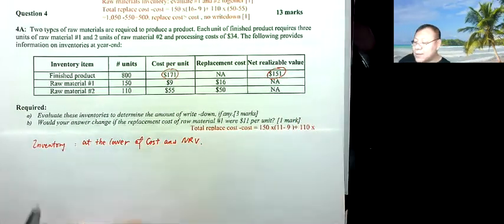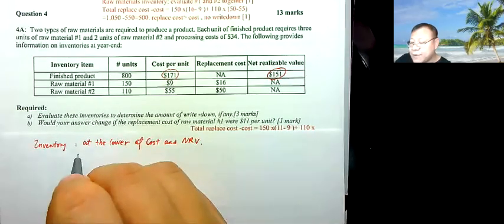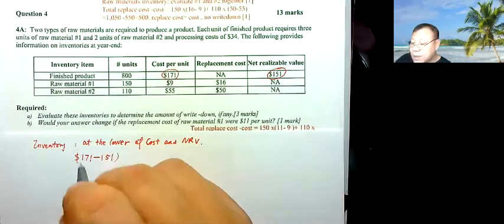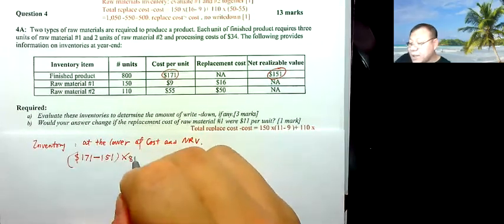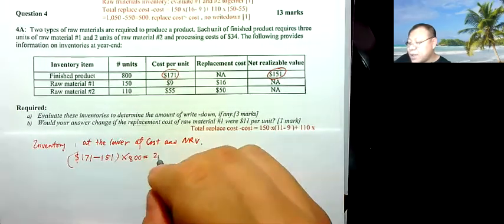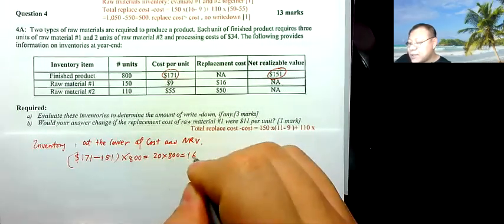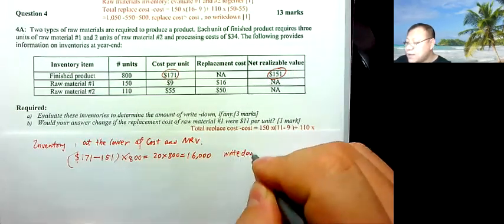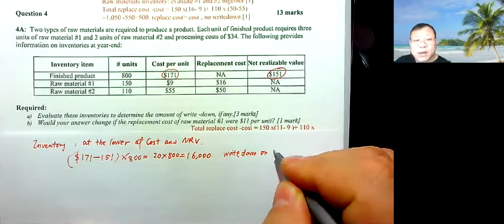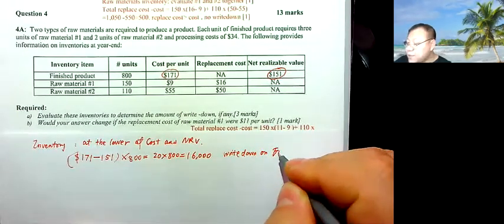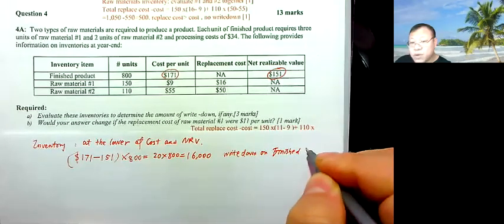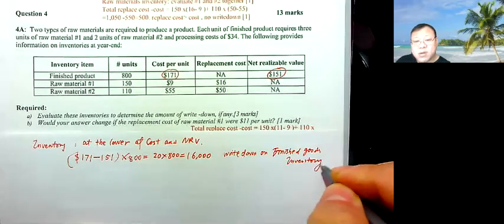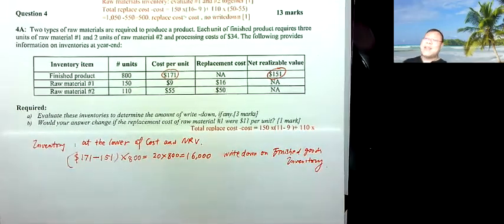How much are we going to write down? So we're going to do the difference in the cost, 171 minus 151, and times the number of units, 800. So it's going to be 20 times 800, 16,000. Write down on finished goods inventory, right? Okay, and then are we done?